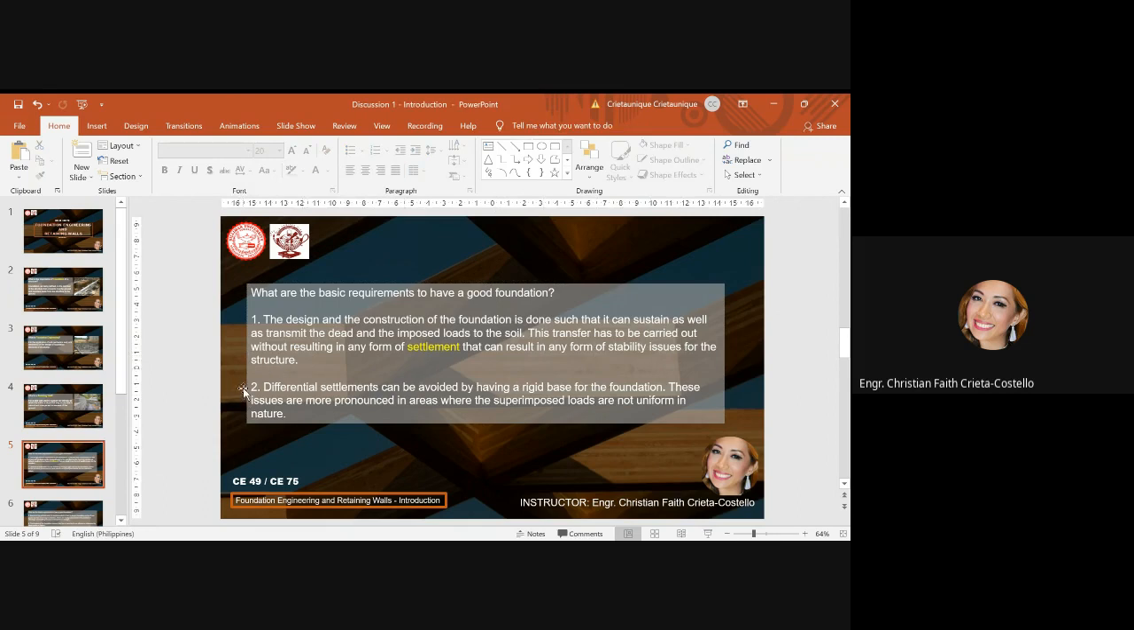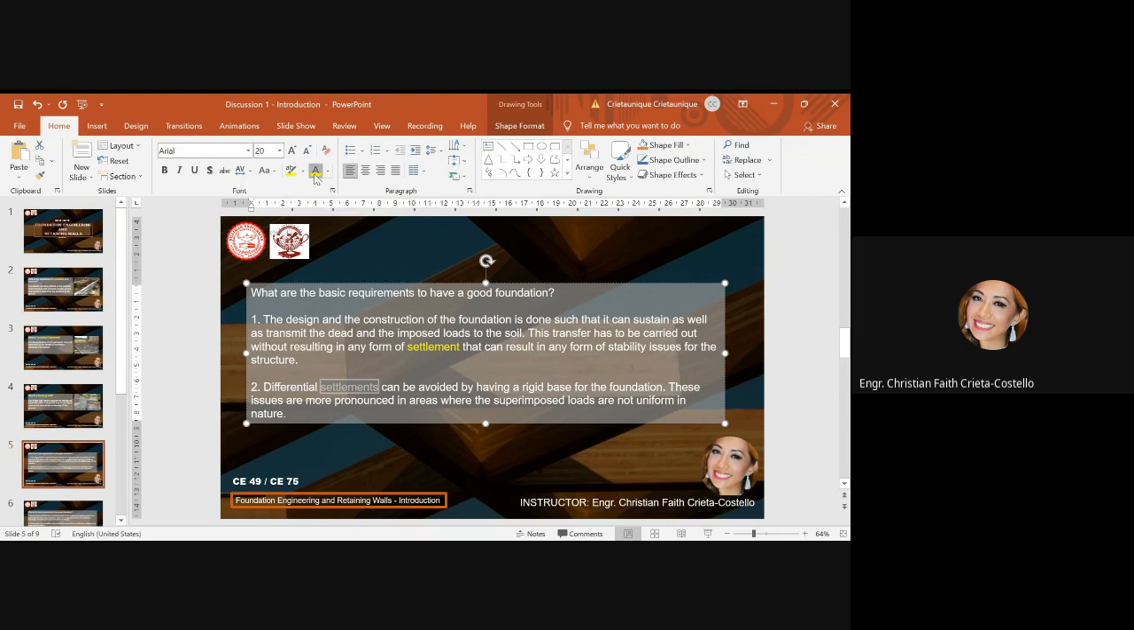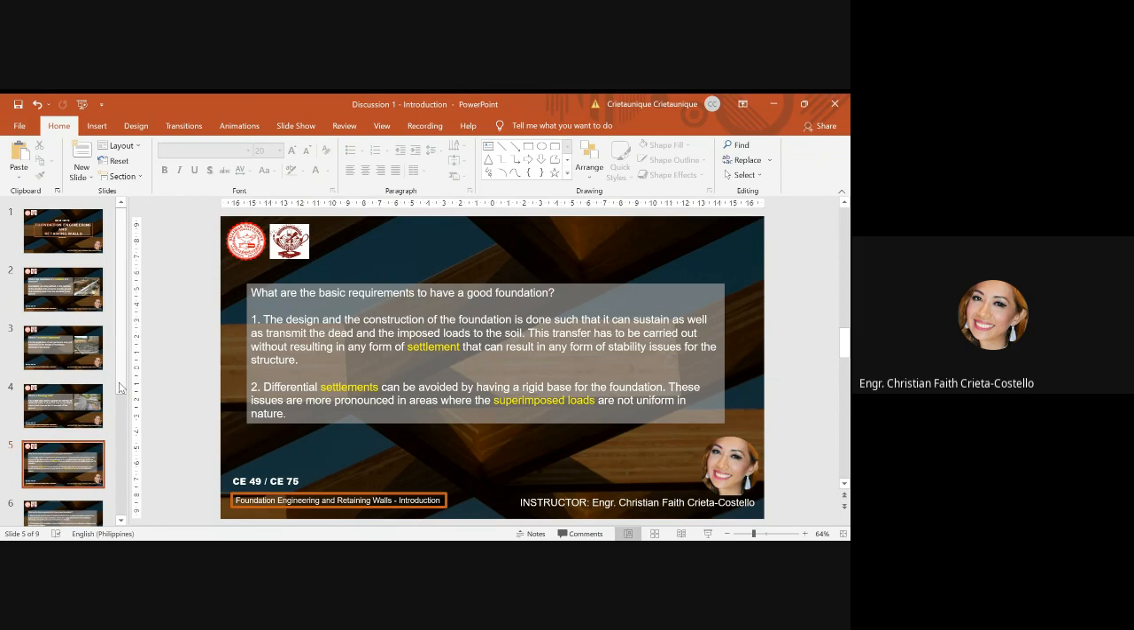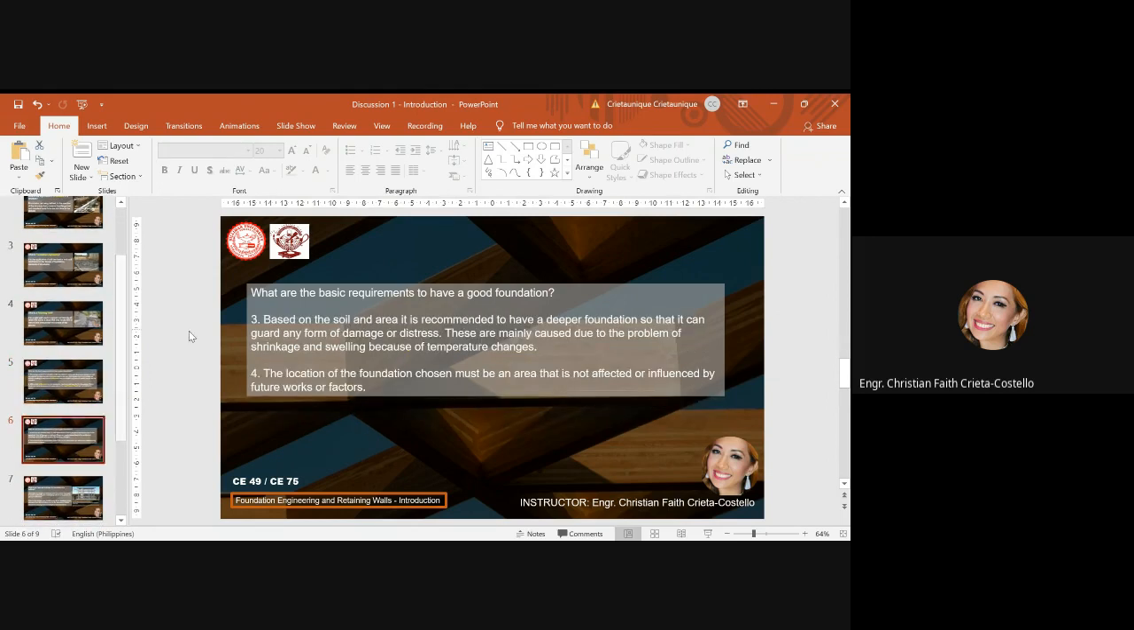Second is differential settlements can be avoided by having a rigid base for the foundation. Of course, if you are designing a foundation, all you have to think is to make it rigid. These issues are more pronounced in areas where the superimposed loads are not uniform in nature. So, as we go along with our discussions, we are going to talk about settlements of structures and superimposed loads, but I believe that you are already familiar with these terms.